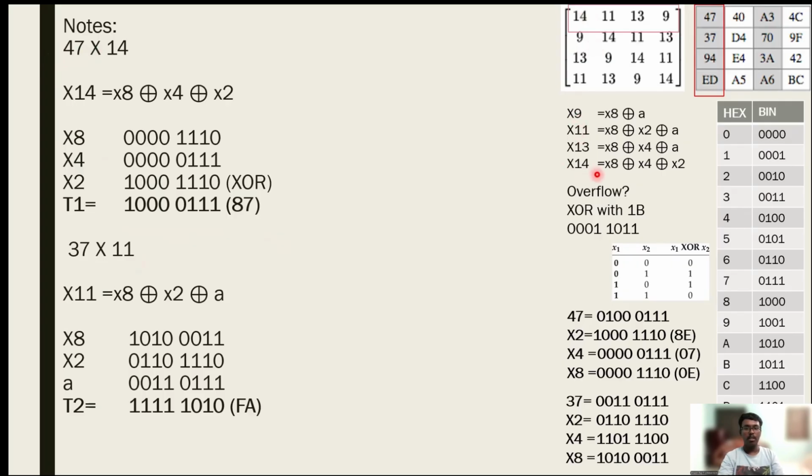So for 14, we have this x8 and x4 and x2. For x8 we got this answer, just copy pasted, and for x4 we got this answer, just copy pasted, and we have copy pasted this thing. So let's do XOR. We have seen how to do XOR with two numbers, but here we have three numbers. How to do that? Here also we have one trick.